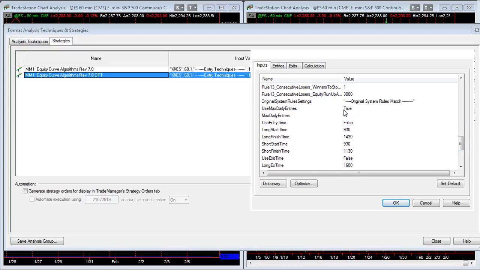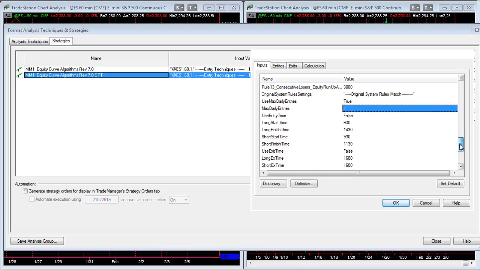And so original system rules match. This doesn't have to actually match the original system. You can modify it slightly to improve your strategy or to do something slightly different within this strategy. And then within this strategy, we say 1 maximum daily entry.